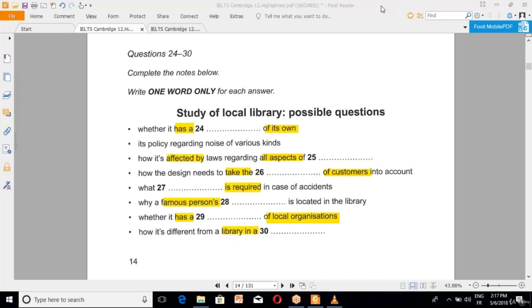And what their policies are. I know they don't allow food, but I'd love to find out what types of noise they ban. There always seems to be a lot of talking, but never music. I don't know if that's a policy or it just happens. I've often wondered. Then there are things like how the library is affected by employment laws. I suppose there are rules about working hours, facilities for staff and so on. Right. Then there are other issues relating to the design of the building and how customers use it.